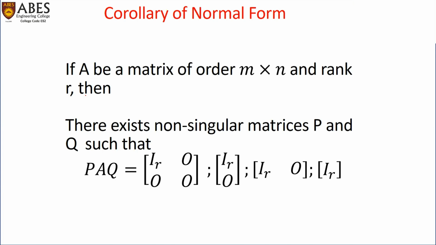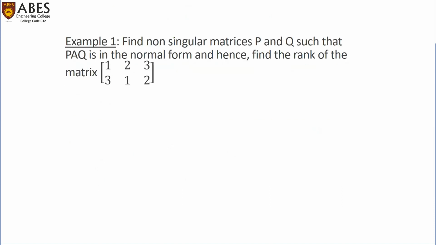non-singular matrices P and Q such that PAQ is in the normal form. We already discussed the normal form in part 3. We have 4 types of normal form, so PAQ is any one of the normal forms. Let us understand the corollary of the normal form by an example. So let us take the first example.